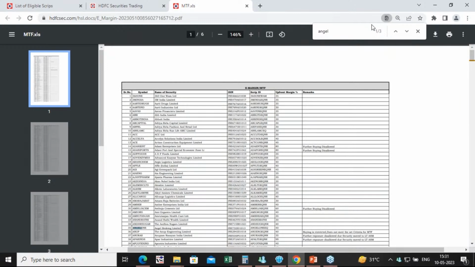And one more thing, sir, this margin changes on a daily basis as per the exchange rules. So don't rely on this. Every day you are supposed to check this list over here.